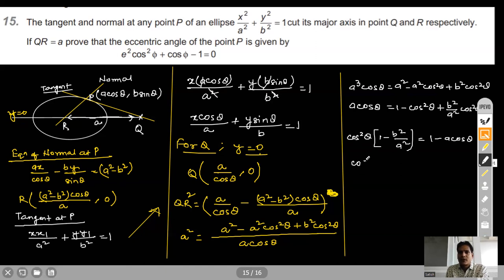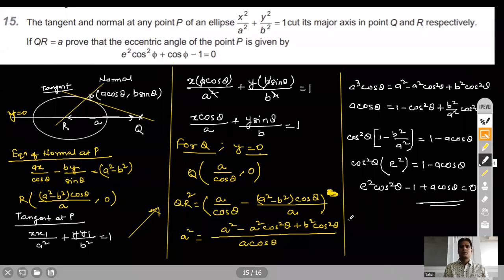Now this 1 minus B square upon A square is nothing but e square. Is it okay? Cos square theta is equal to 1 minus A cos theta. I am taking it as theta, the question is given in phi. So e square cos square theta minus 1 plus A cos theta equal to 0. Right? So I think this one was the last question.